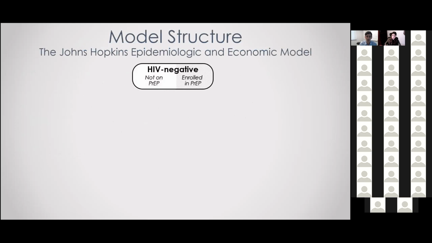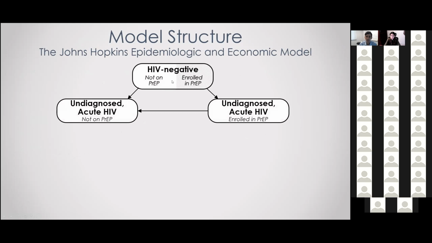So the way our model is structured is we have one compartment for people who are HIV negative, and there's a proportion attached to that compartment that says how many people are enrolled in a PrEP program. As people become infected with HIV, they move to undiagnosed acute HIV states, and acute HIV for our model is the first 3 months or so when viral loads are high and risk of transmission is higher, right?